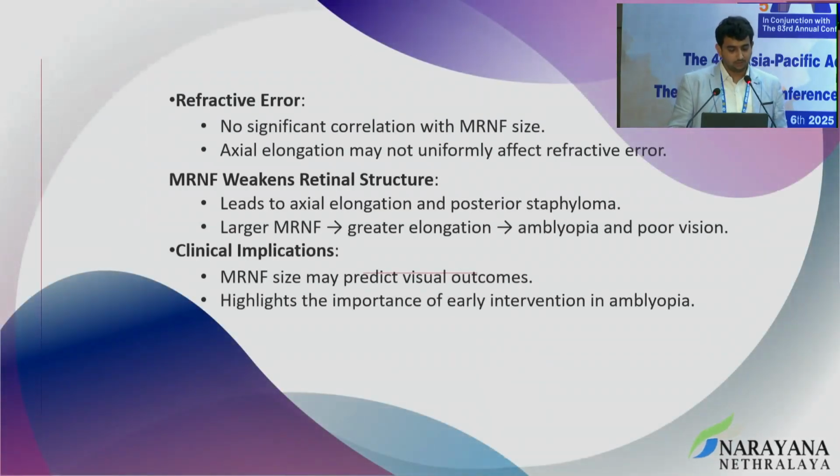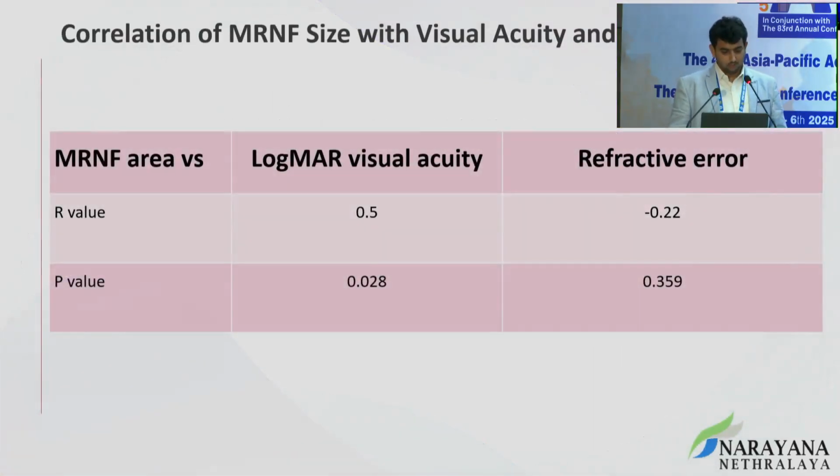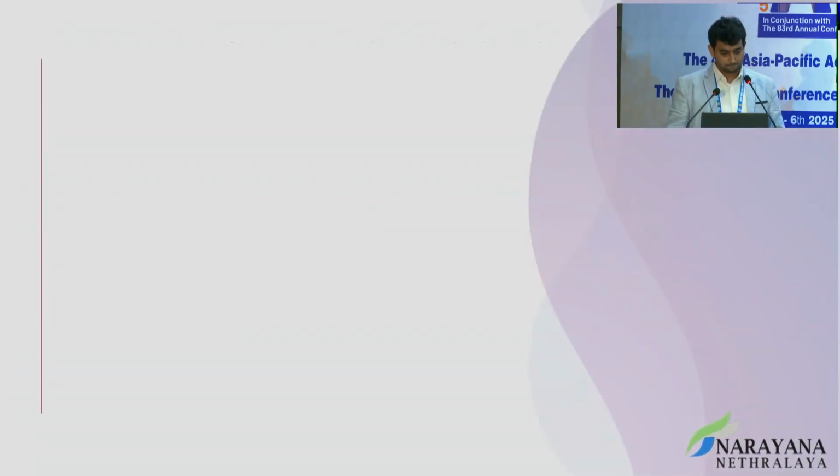There was no significant correlation noted with MRNF size. Axial elongation may not uniformly affect the refractive error. MRNF weakens retinal structure, as a larger MRNF can lead to greater elongation, amblyopia, and poor vision. This was a chart which showed the correlation of the MRNF size with visual acuity and the refractive error, where the refractive error was not significant with the MRNF size.